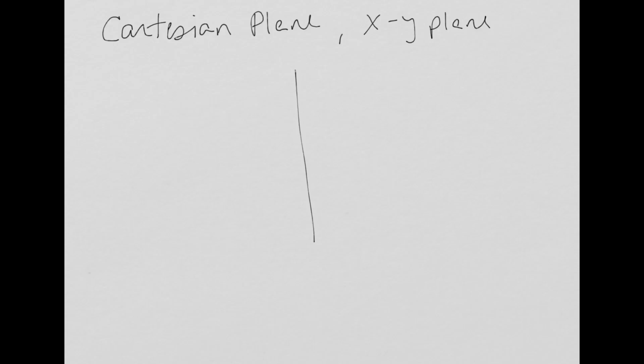So before we get to distance and midpoint, we need to talk a little bit about rectangular coordinates or the Cartesian plane or the coordinate plane. So all these are kind of the same thing. The Cartesian plane, or rectangular coordinates, or the XY plane. It's just kind of a grid here where I have horizontal and a vertical axis.